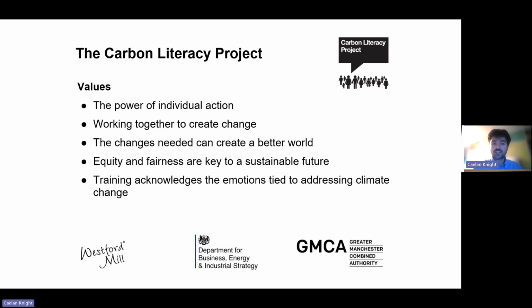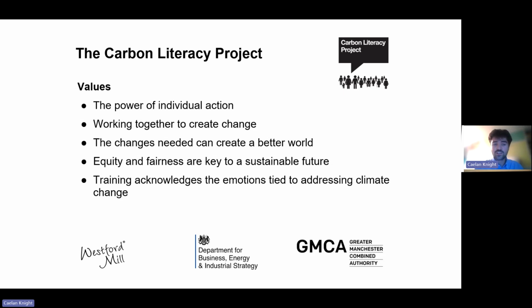That we can work together to create change. I can never remember this phrase, but essentially the whole is greater than the sum of its parts. If we work together across different councils, in the thousands of different parish, town, and community councils across the UK, we can enact really significant change. We need to understand that the changes needed can create a better world, and that equity and fairness are key to a sustainable future.